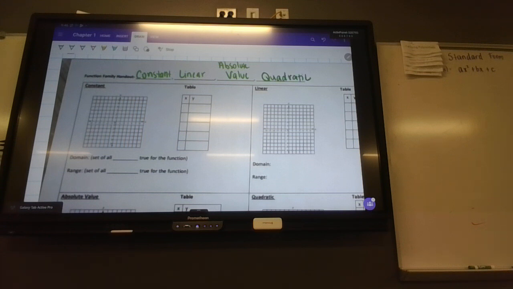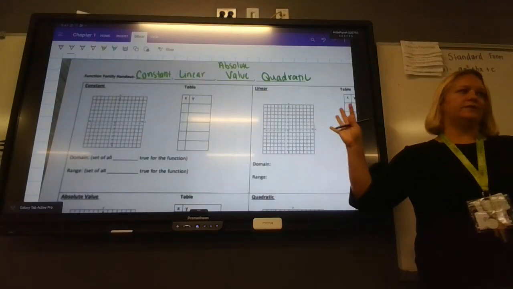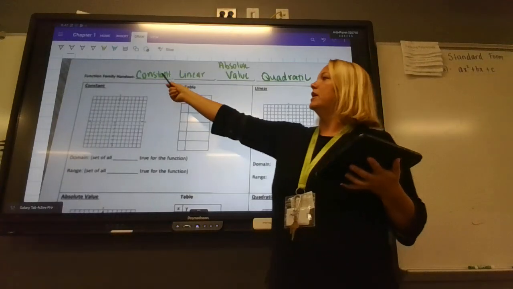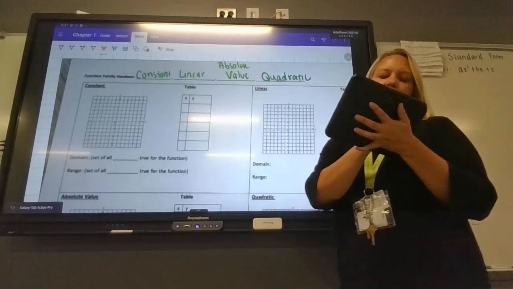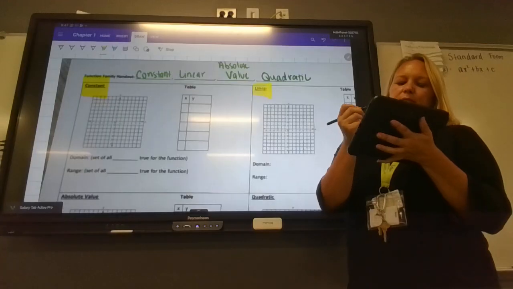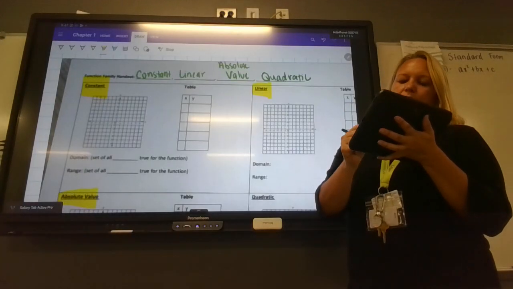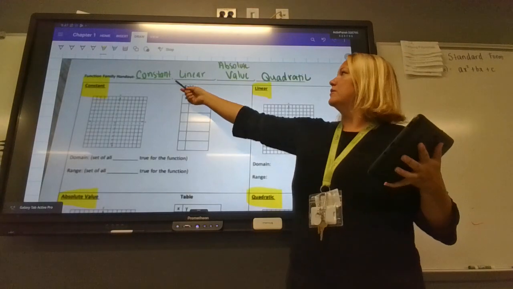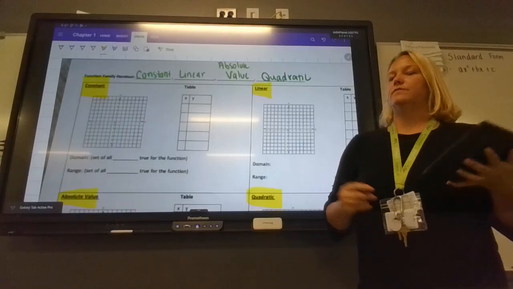All right, there's technically infinite function families out there in the world. This handout covers 4 different function families. The constant, which will be covered in this first box. The linear, which is the second box. Absolute value and quadratic. So these are the 4 that this handout will cover. There's more.